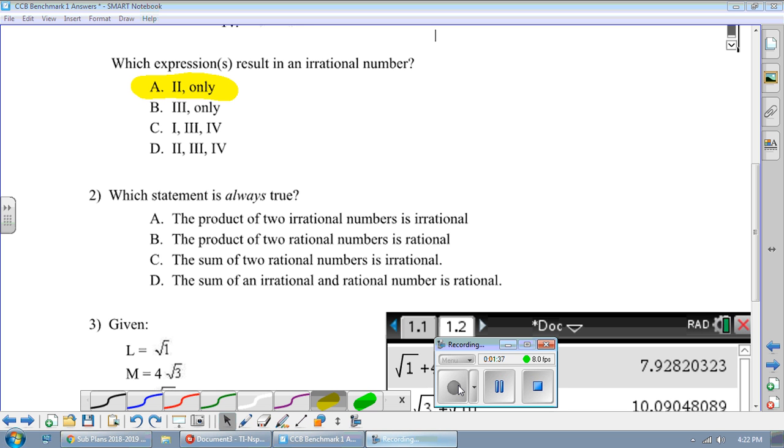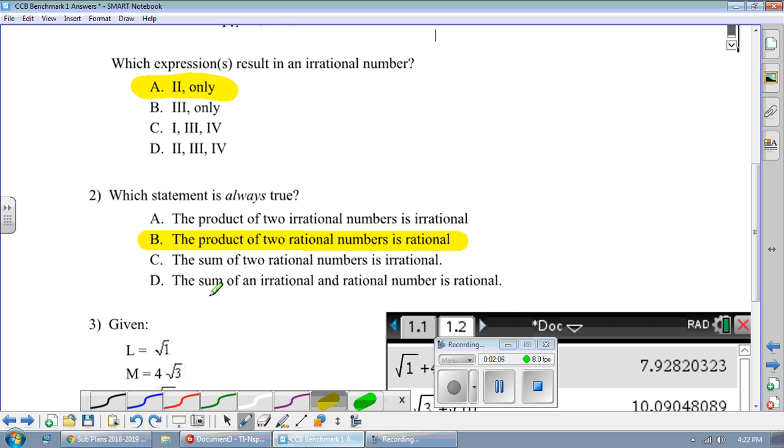Number 2, which statement is always true? So 3 of these we can sometimes have false answers. One of them is always going to be true. The one that is always true is letter B. The product of 2 rational numbers is rational. We can never get an irrational number if we multiply 2 rational numbers together. They will always be rational.